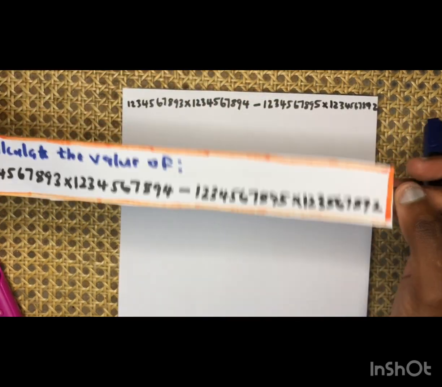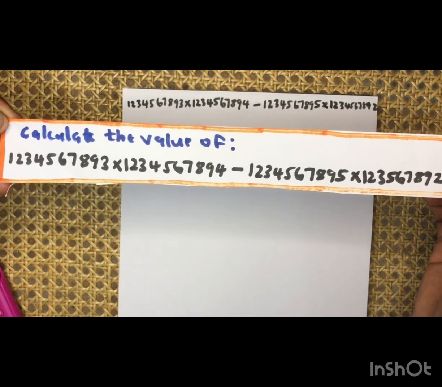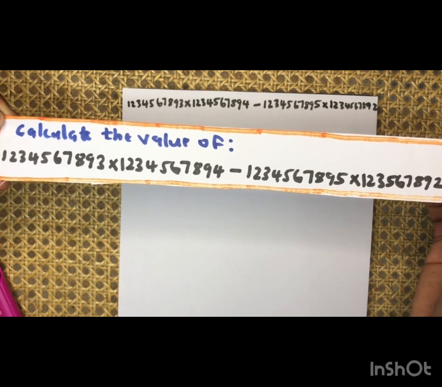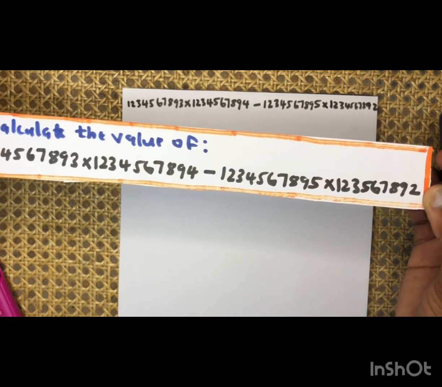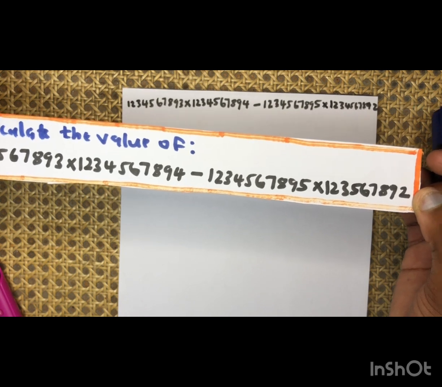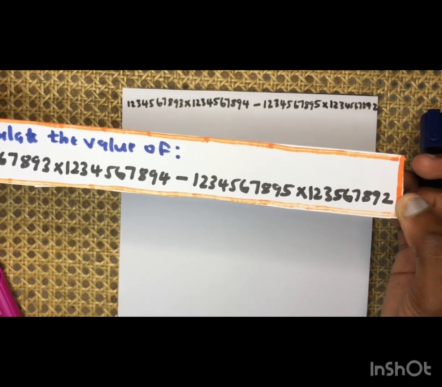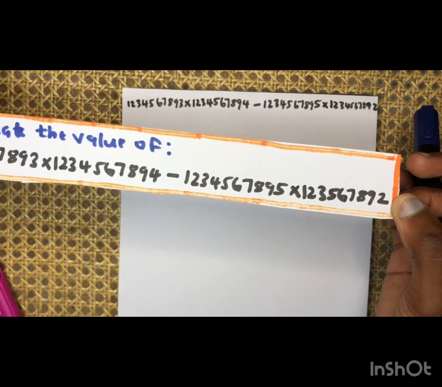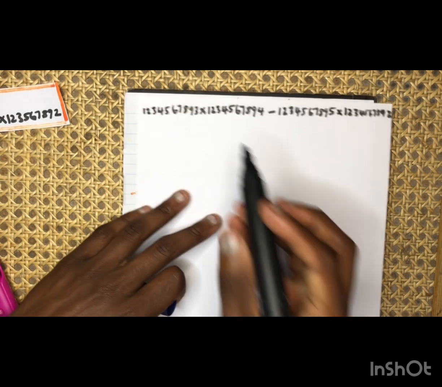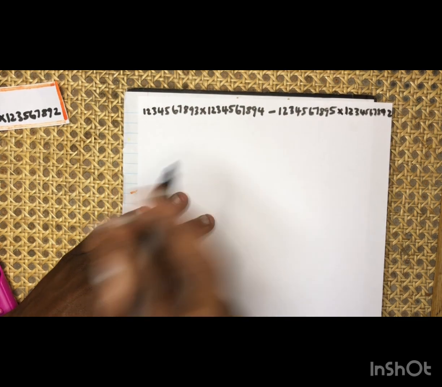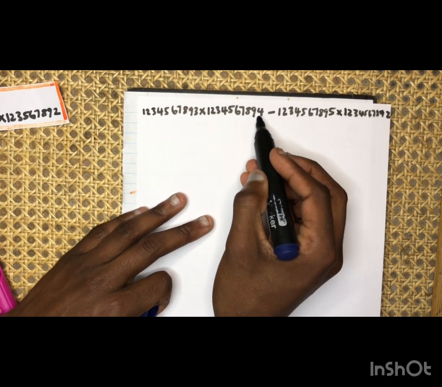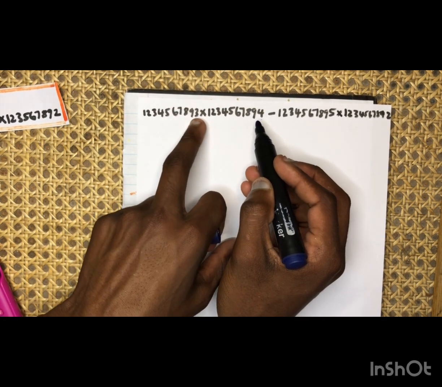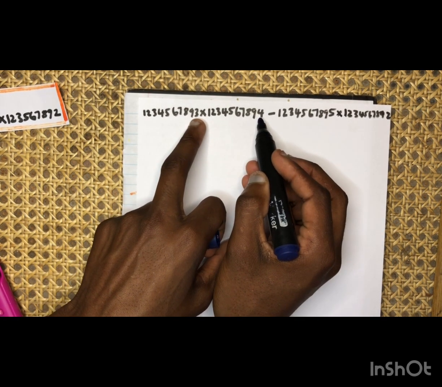This is our question: 123456783 times 123456784 minus 123456785 times 123456782. Right. So guys, can you see that up to the last digit we have the same thing here. So this is 4. This number, guys, increased by 1. If you notice what I see.